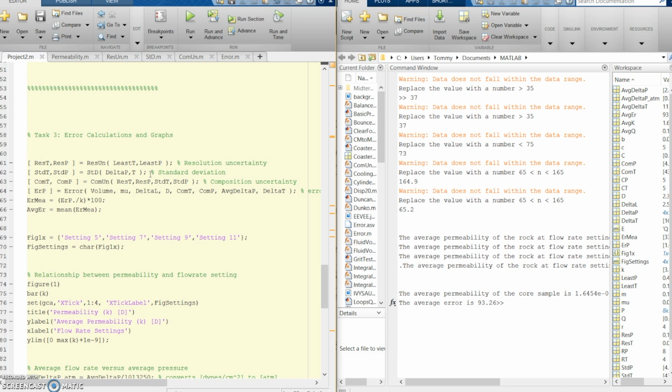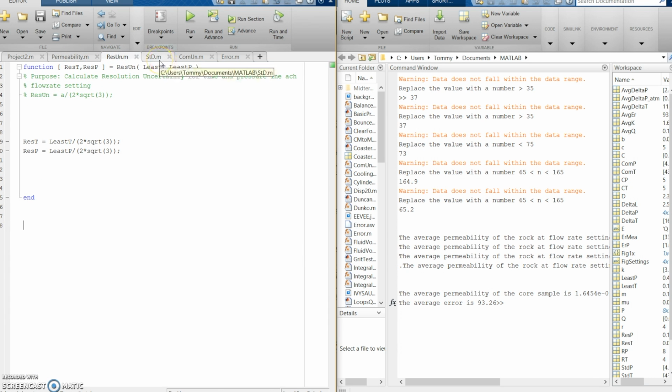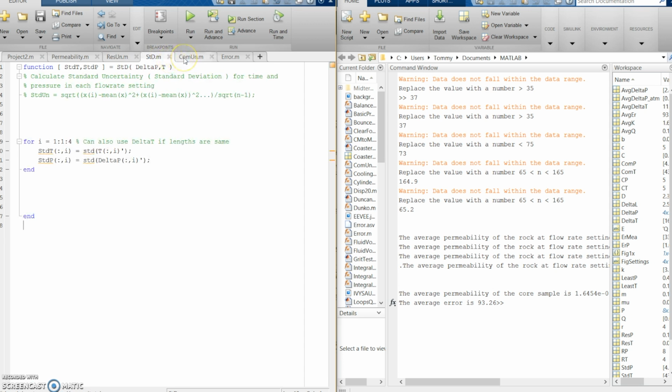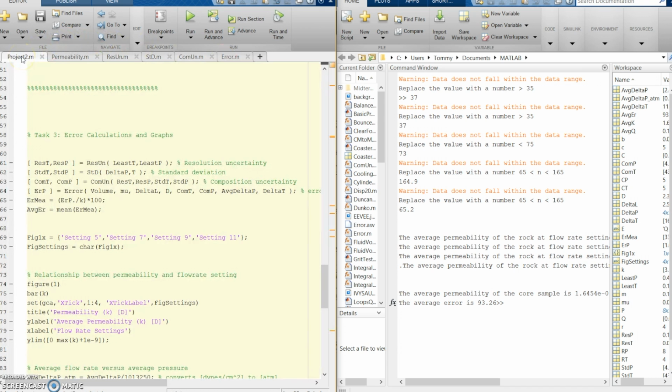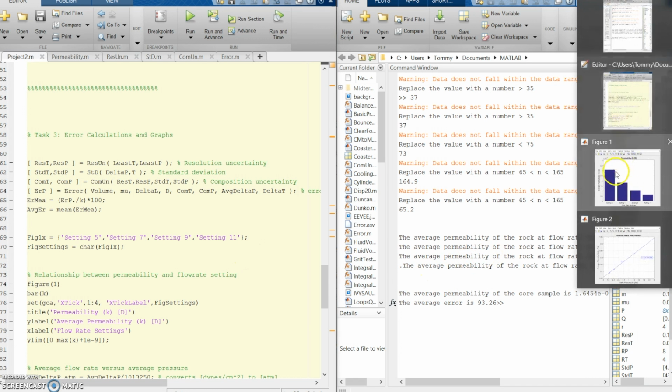For task 3, we will perform error calculations and other calculations to find resolution uncertainty, standard deviation, combined uncertainty, and error propagation. The command window outputs two figures.